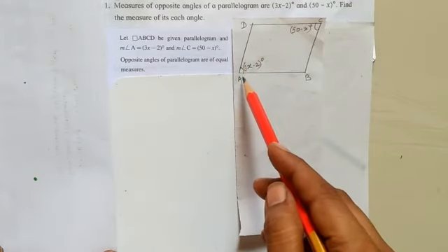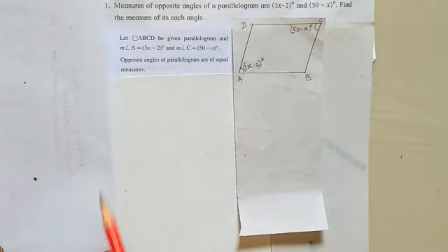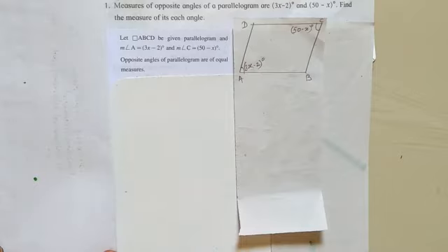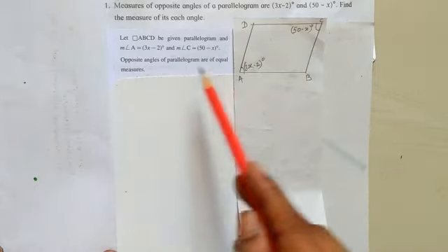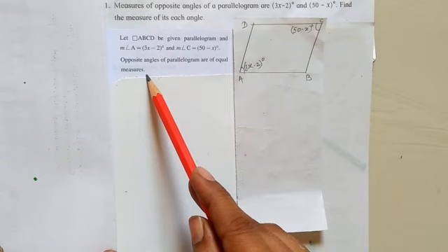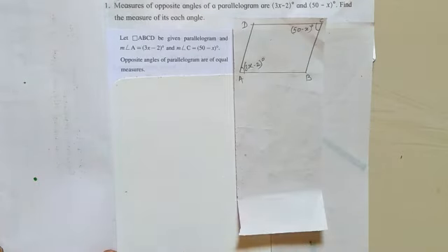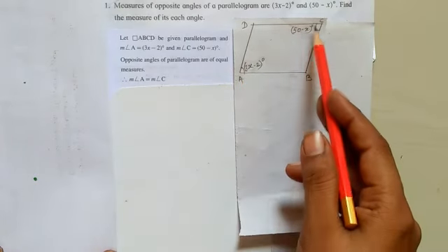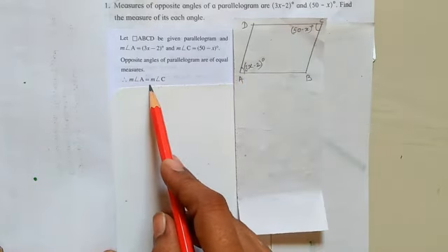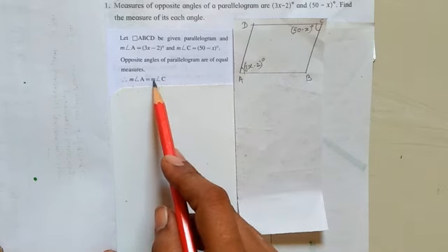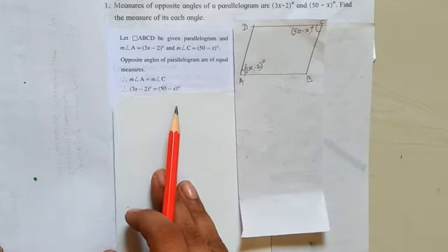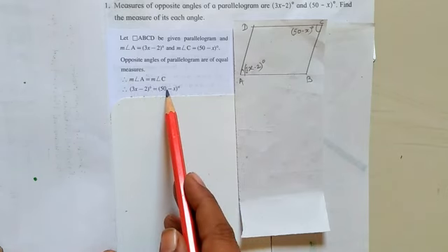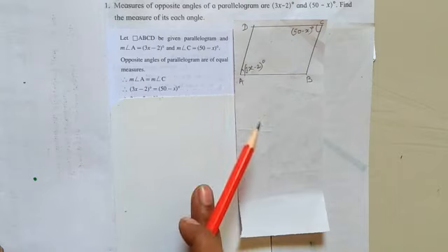Suppose this quadrilateral ABCD is a parallelogram, and we have to write the two angles this way. As we know, the opposite angles of a parallelogram have equal measurement. It means that measure of angle A is equal to measure of angle C. Then we put the values of A and C into that. So it will be 3x - 2 degrees is equal to 50 - x degrees.